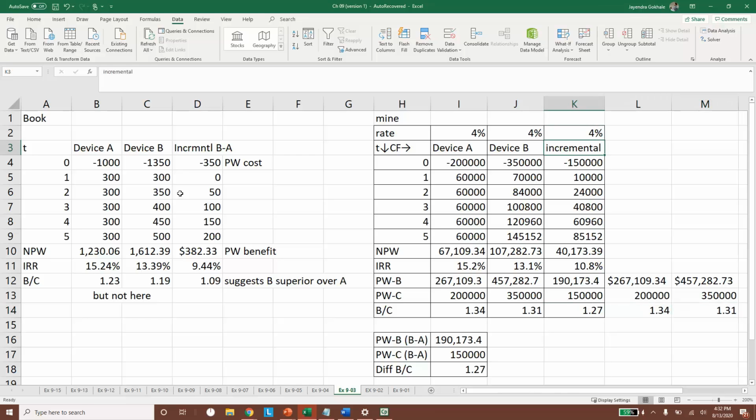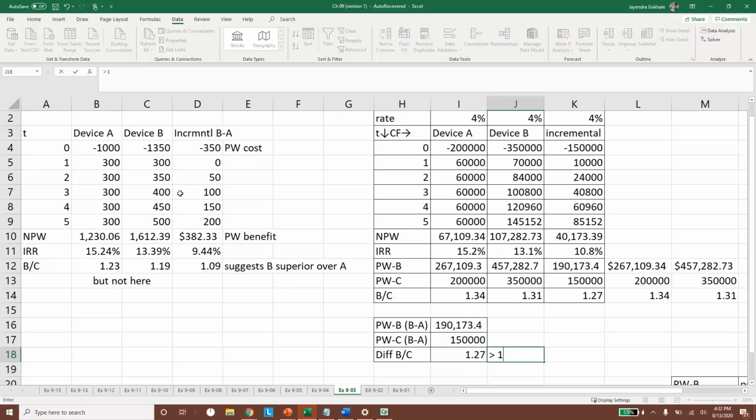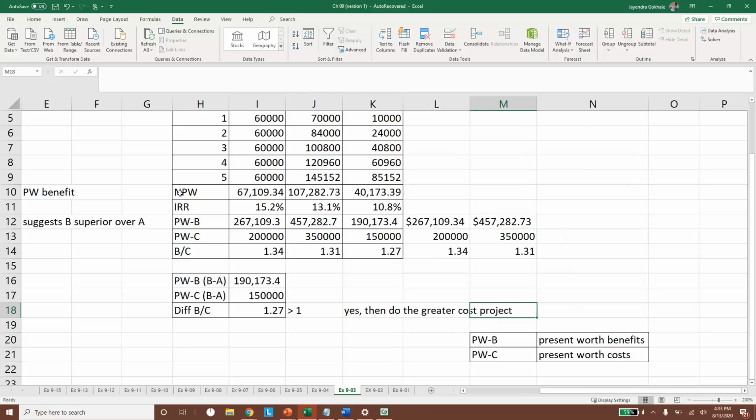But more importantly, we have to perform an incremental analysis. Now, incremental analysis does not mean that what we do is kind of like in the previous chapter for IRR. So what we do is take the difference of the benefits, the higher minus lower, and then take the difference of the costs, again the higher minus lower, and take their ratio, 1.27. Now, is this 1.27 greater than 1? If yes, then do the greater cost project. Just like before. Okay, so that's how we do it.